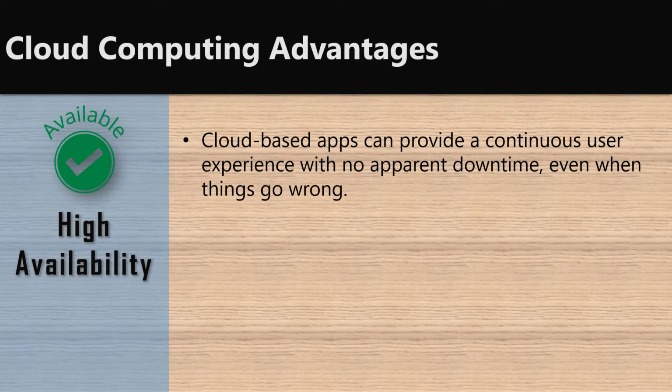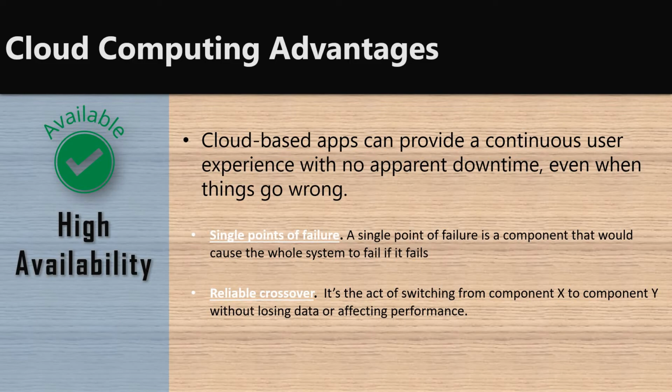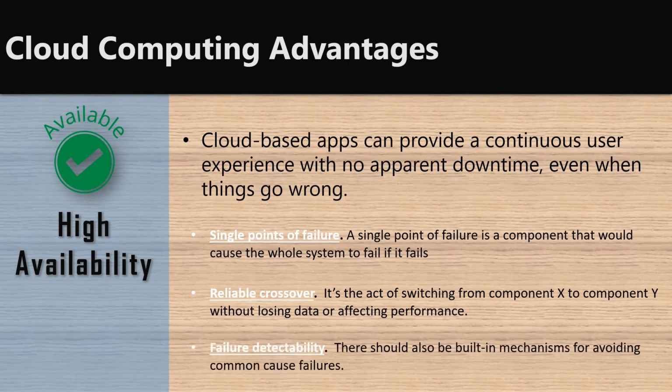But how does that happen? By avoiding single points of failure of the components, which the cloud computing handles, and reliable crossover, which means that if there are two computing resources, you can switch between them reliably without losing any of the data or affecting your performance. Second, failure detectability, which means that there is some mechanism you use to avoid common failure issues and to handle that issue in the future. So that's high availability, which is provided by cloud computing.